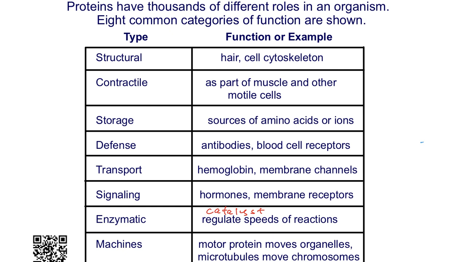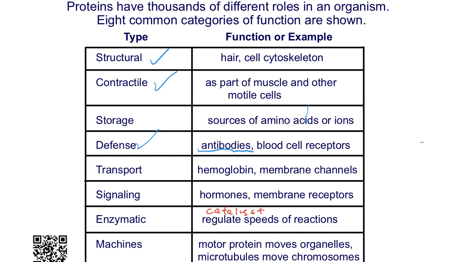So this table gives eight common functions of proteins. There's all kinds of other ones as well, but these are general ones. For structural, proteins can have just a structural function, like our hair is made of keratin protein, or the inner skeleton of a cell is made of protein fibers. That's called the cytoskeleton. When we get to the cell unit, we'll talk about the cytoskeleton. Our muscles are made of proteins that can contract when signaled by a nerve impulse. Okay, defense: antibodies. Antibodies are proteins manufactured by white blood cells that help fight infections.